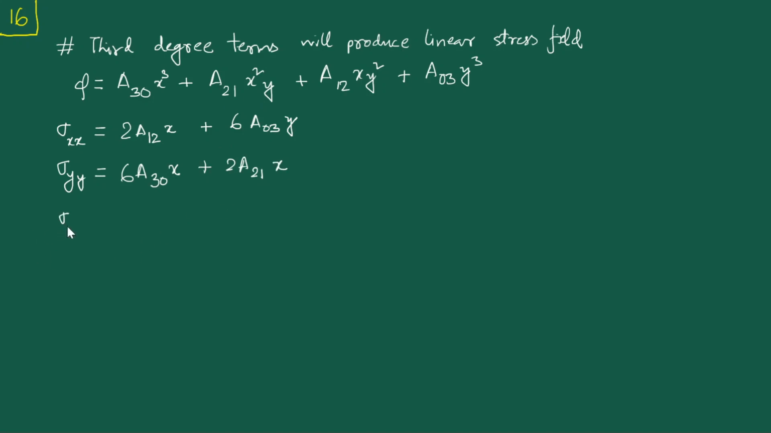And finally, for my sigma xy, here I will have a contribution only from the terms involving a21 and a12, and this one will be minus twice a21 x minus twice a12 y.